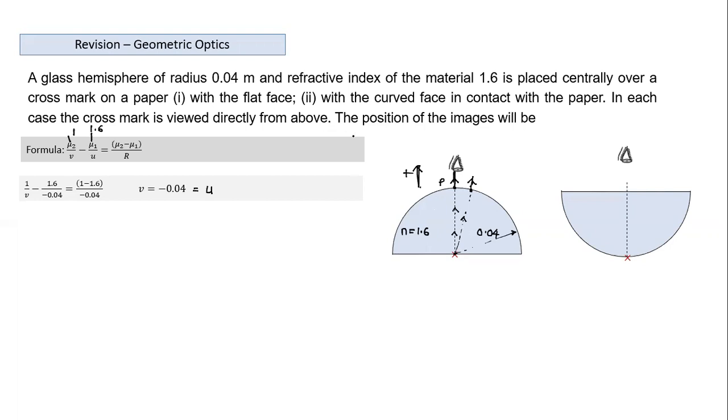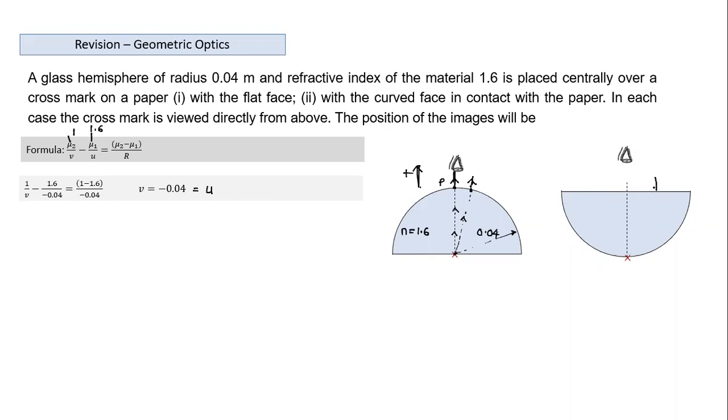Now, second part B: the curved surface is in contact with the paper. We have put it upside down. Now, this glass hemisphere is placed in this fashion, this is where the cross mark is, and we view it from a vertically above, normal position. In the earlier case, refraction was taking place through the curved surface. Here, refraction is taking place through the plane surface. But even here, we could have solved using plane refraction.